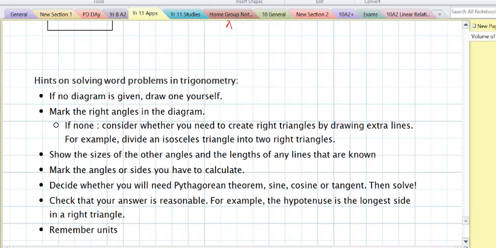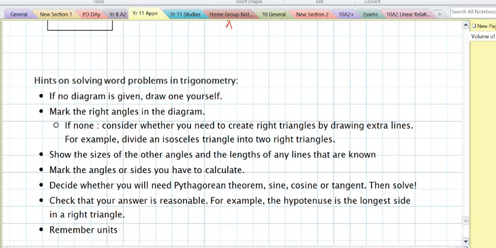Mark the right angles in the diagram. If there are none, consider where you need to create right angles by adding extra lines. So, one example would be dividing an isosceles triangle. Then, put in any measurements you're given, any angles or lengths, and mark any angles or sides you have to calculate. So generally we use X and Y for lengths, theta and alpha for angles, but you can label them anything you want as long as you're clear about it.